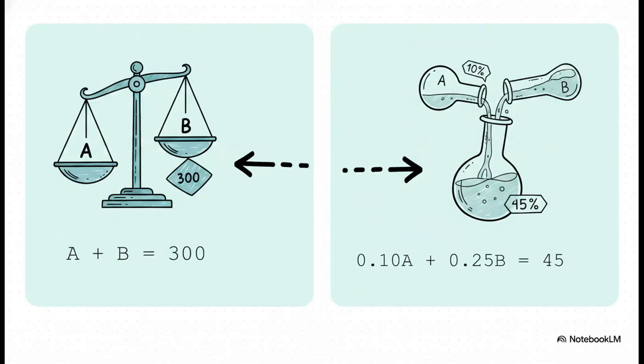Let's break down the translation. Every part of this problem is a clue. First, we know the total amount is 300 grams. That gives us our first equation, and it's a simple one. A plus B equals 300. Easy enough. The second clue is all about the salt. The amount of salt from solution A plus the amount of salt from solution B has to equal the total salt in the final mix. Well, that gives us our second equation. 0.10A plus 0.25B equals 45. And just like that, we've created our cipher.